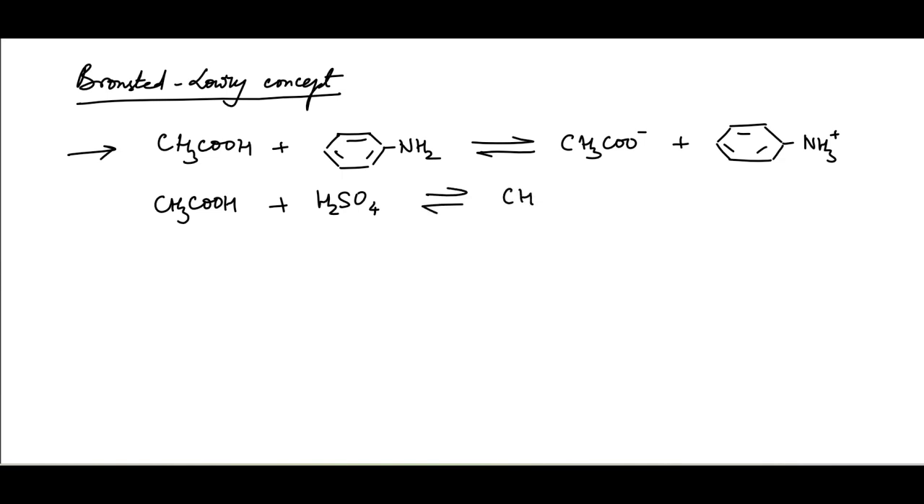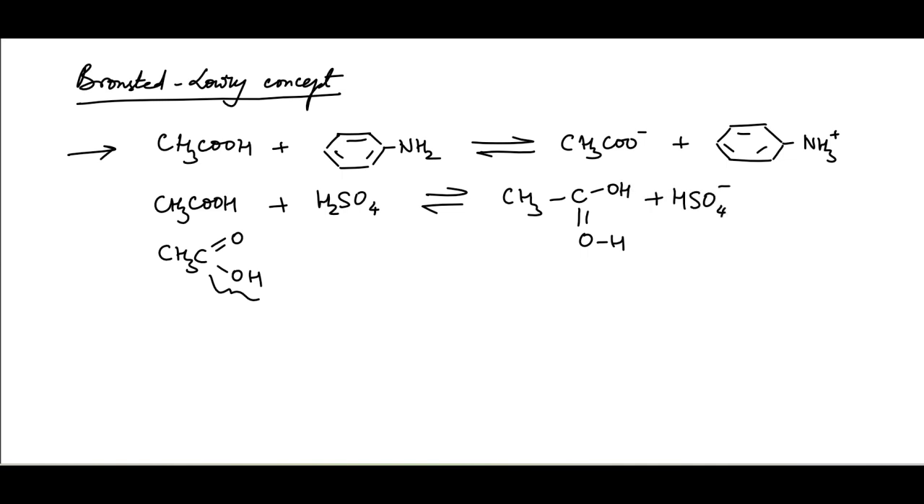So what will it form? It should take a proton, right? So it will form CH3COOH2 plus. I can write it like this also: the same thing, this double bond C=O and this OH, and this OH is already repeated here. Plus the HSO4 minus ion.